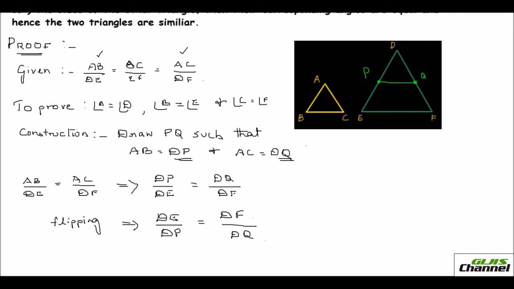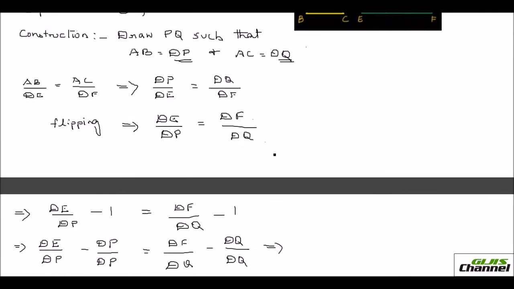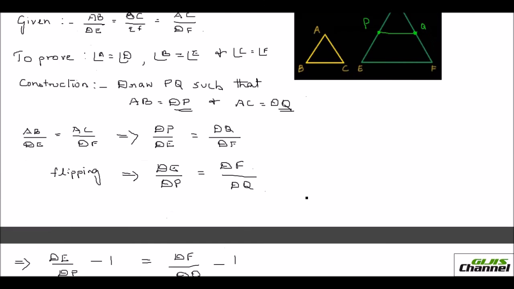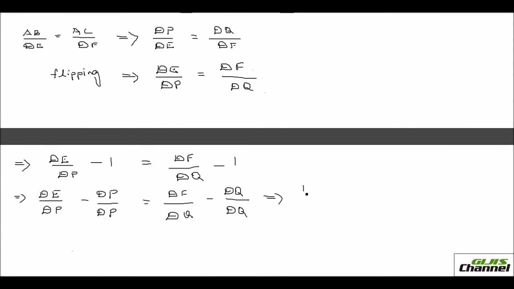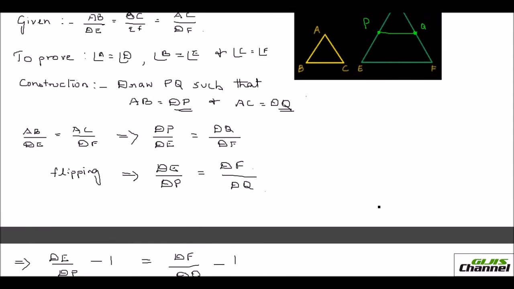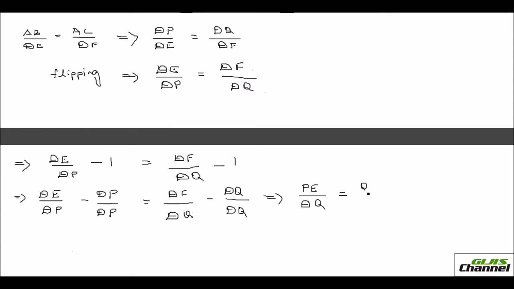So this implies, just see, look at the picture, DE minus DP, right? DE is this whole portion. If you take away DP, you're left with PE, right? So I can write PE over DP is equal to, on the other side, DF minus DQ is QF, so it is QF over DQ. Okay, so we got this much.